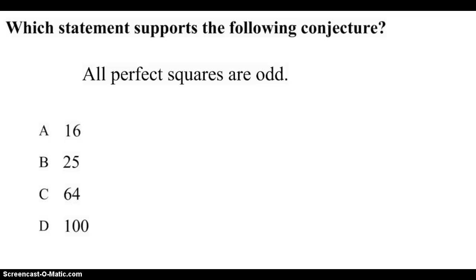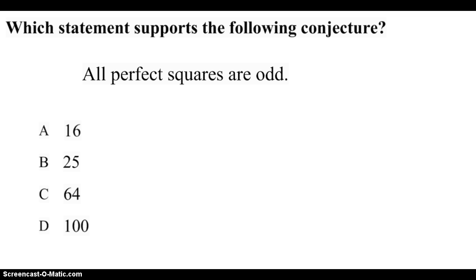Okay guys, before you even look at your note sheet, I just want to do two warm-ups in this video. The first thing I want you to do is pick out which supports the following conjecture. And if you remember, a conjecture is an unproven statement that is based on observations. So right here, which one supports the fact that all perfect squares are odd?